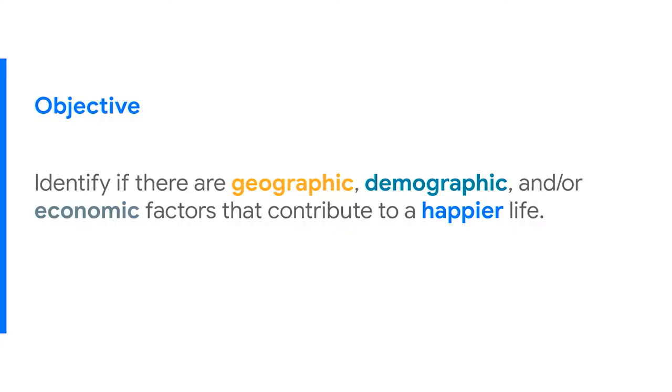So our transition slide: what are we talking about? This is where you let the audience know what we're talking about. What are we trying to tell them? What are all the slides that follow going to be driving towards? When we look at this slide, I'm trying to identify if there are geographic, demographic, and/or economic factors that contribute to a happier life. That is the purpose of the overall presentation. So everybody in the room now knows this, and that is what they're going to be thinking about as you present all of the data to them.